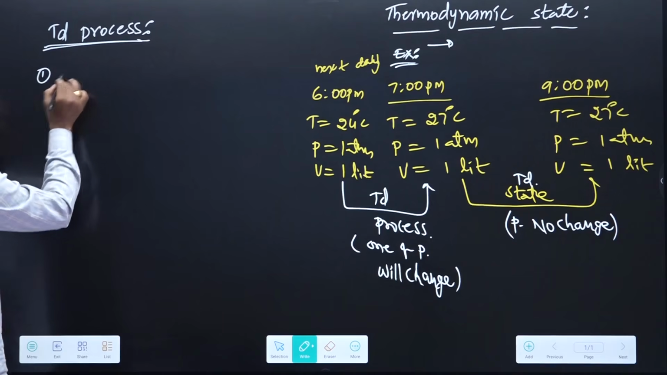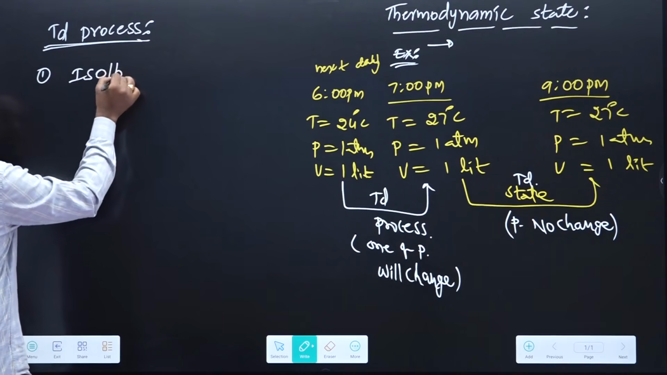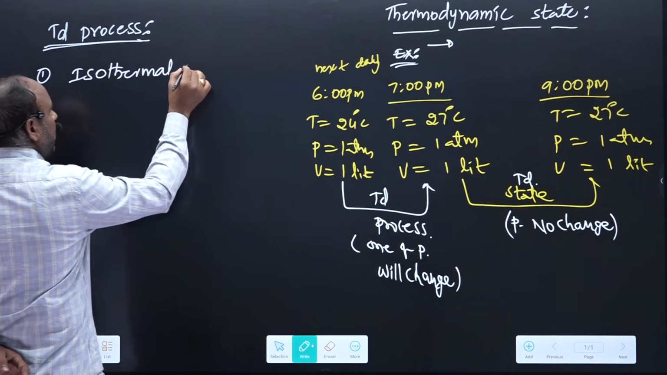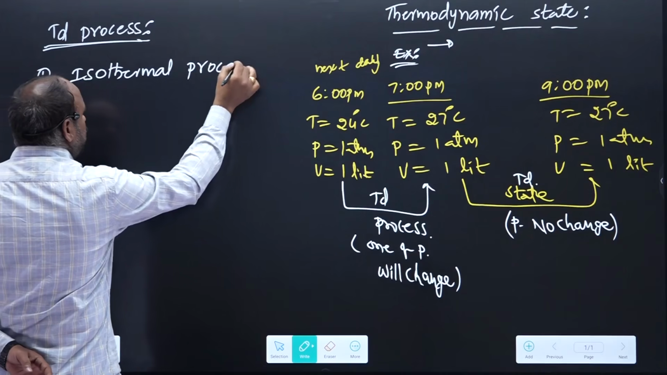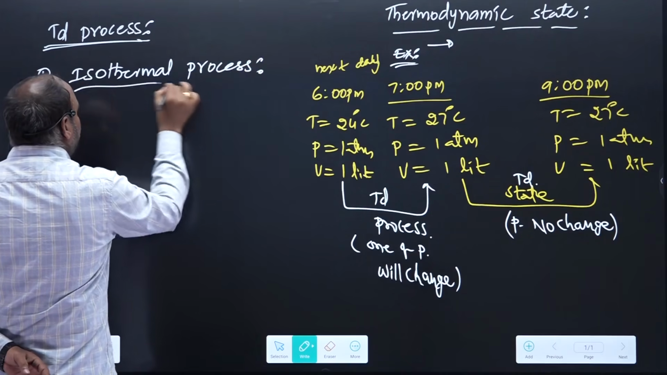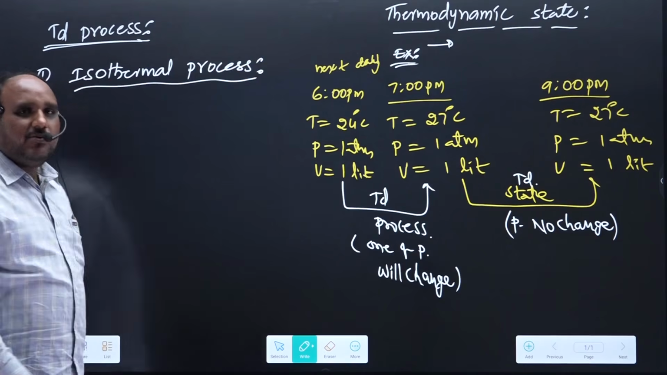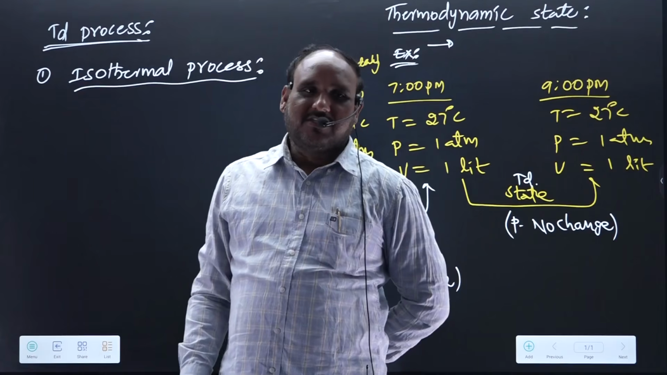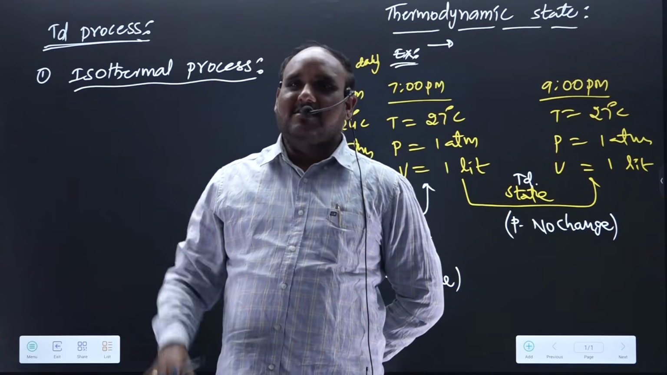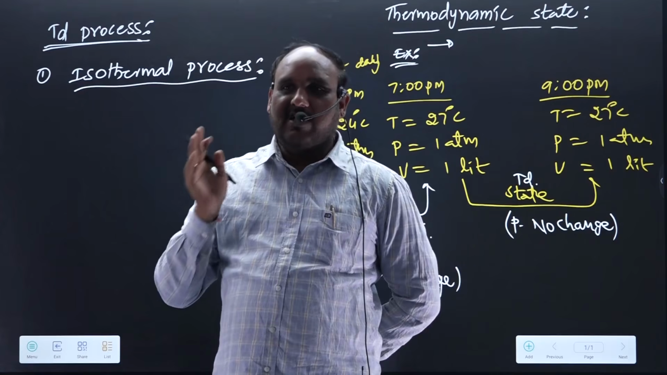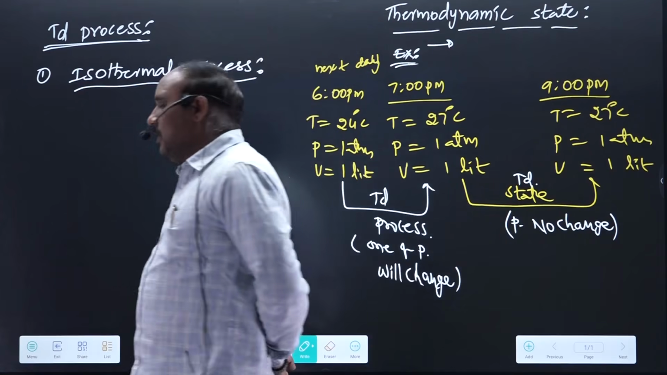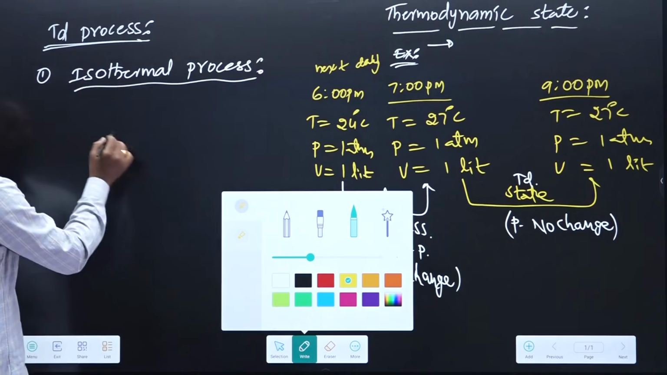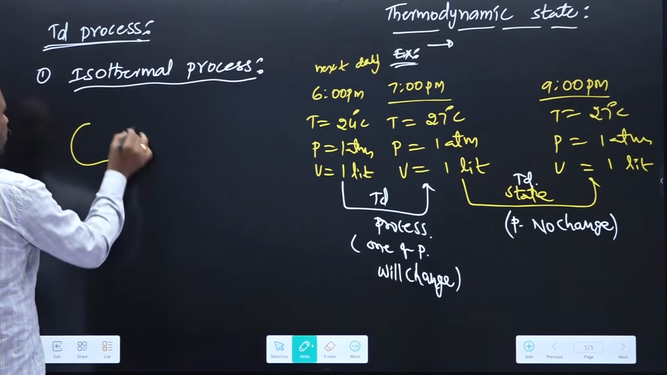first one, the isothermal process. What is meant by iso? Constant. Thermal means temperature. Temperature remains constant. Whatever the system is, one system is converted to the other system. During that conversion, the temperature remains constant. Therefore, such a process is known as an isothermal process.